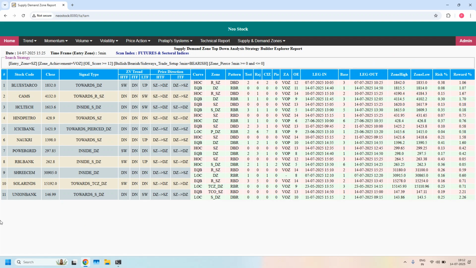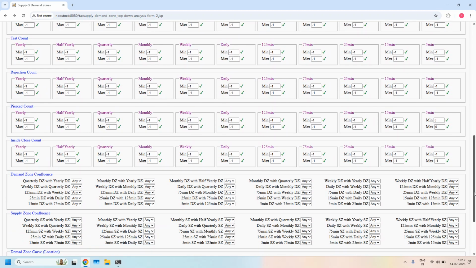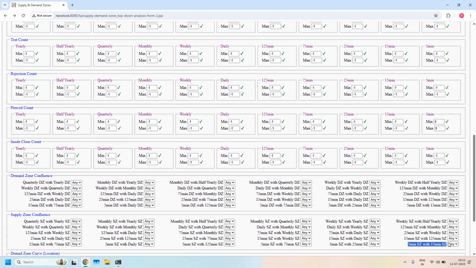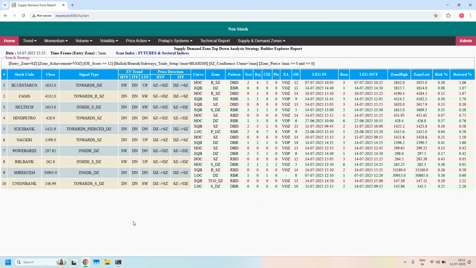All these 11 stocks are supporting bearish trade setup for hourly income trade. Entry time frame zones are 5 minute supply zones. Out of these 11, how many are having 5 minutes and 15 minutes supply zone confluence? Let's verify. I'm enabling the filter. Out of 11, we got 10 stocks.